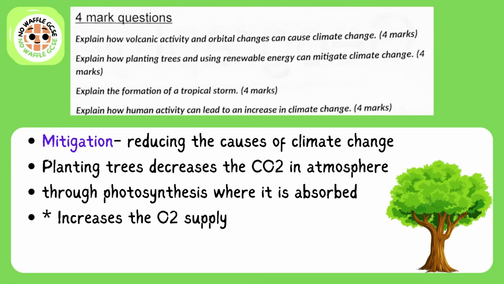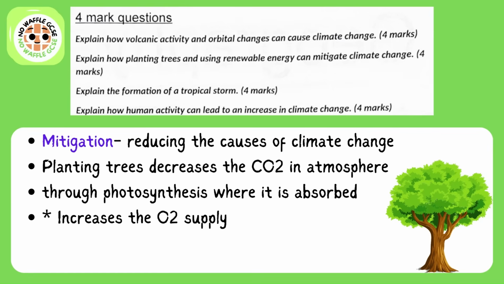So planting trees decreases the carbon dioxide in the atmosphere through photosynthesis. You need to make sure you say photosynthesis. Even though it's not biology, you need to mention this process, where it is absorbed. It also increases the oxygen supply, which is good for other wildlife and propagating that. And then for renewable energy, you could talk about solar energy and wind energy.